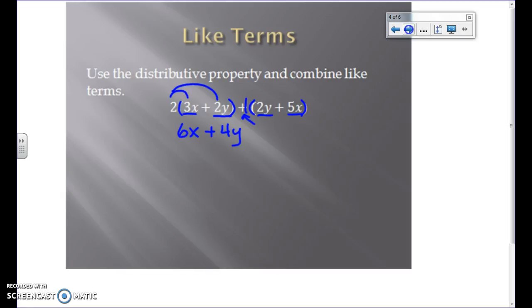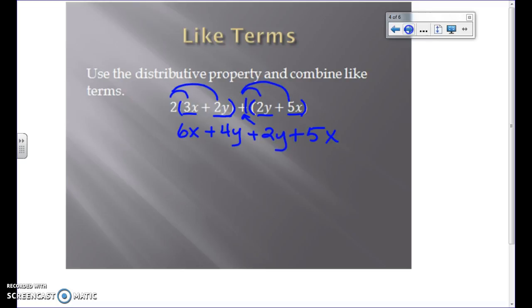And this is going to be very important when we start using subtraction, because then we need to change some signs around as well. So what we're going to do right now is think of there as being a 1 in front of the parentheses. Because if I threw a 1 in there and multiplied it by 2y plus 5x, nothing will change. But I can use the distributive property to get rid of those parentheses. So I know 1 times 2y is 2y, and 1 times 5x is 5x.